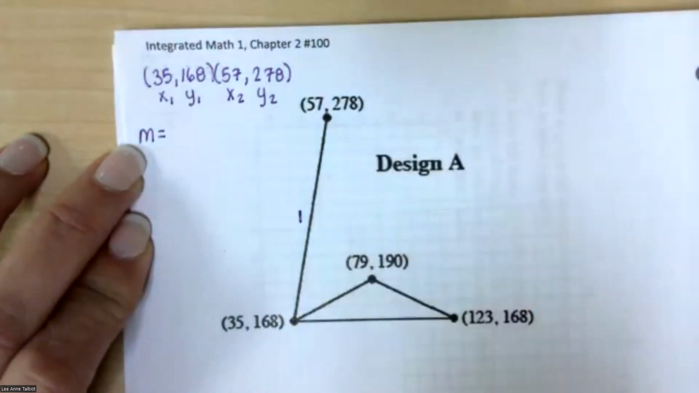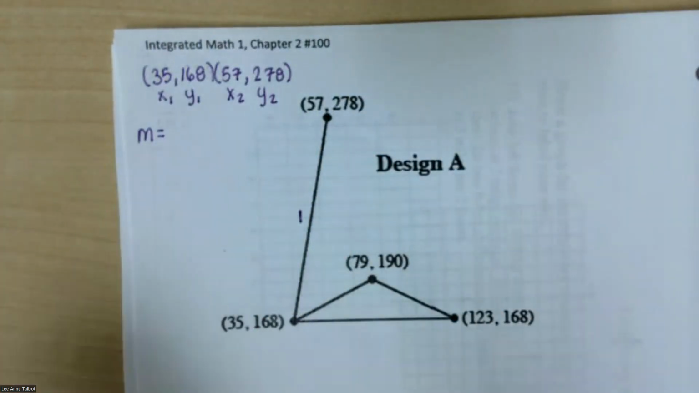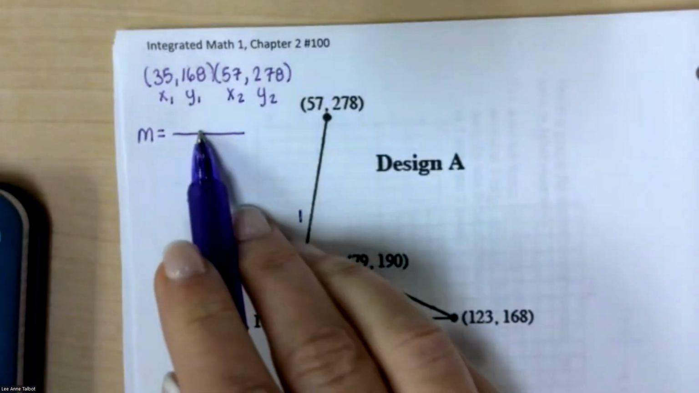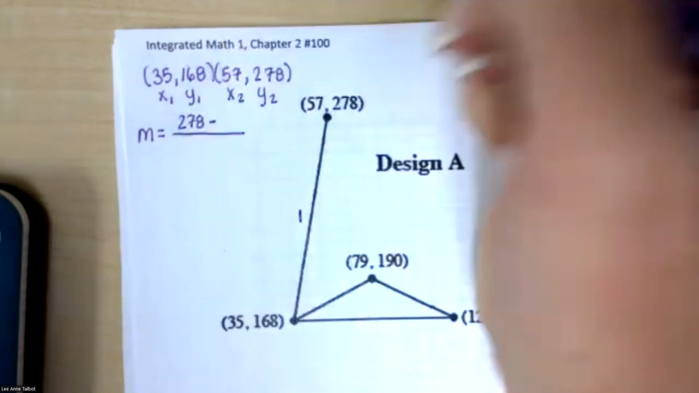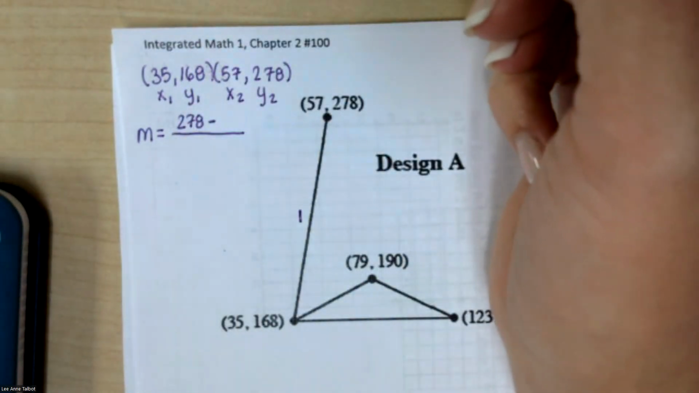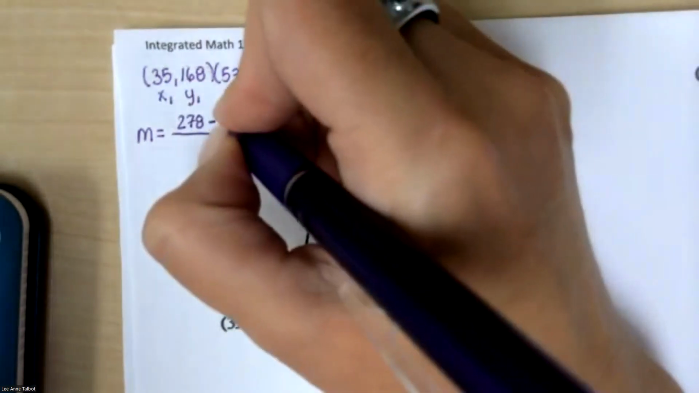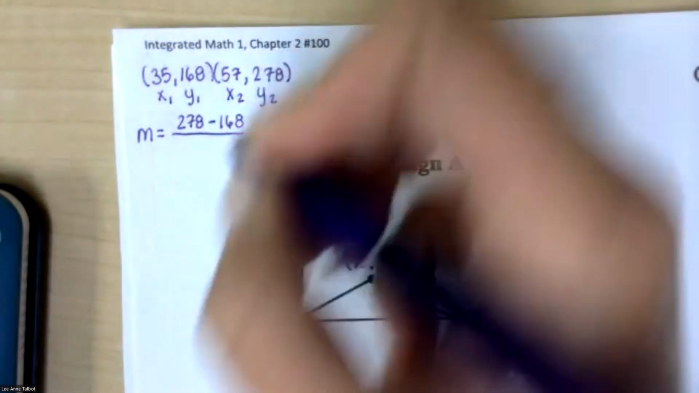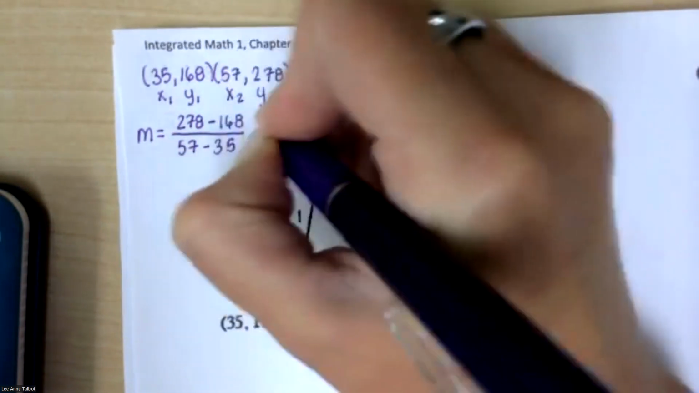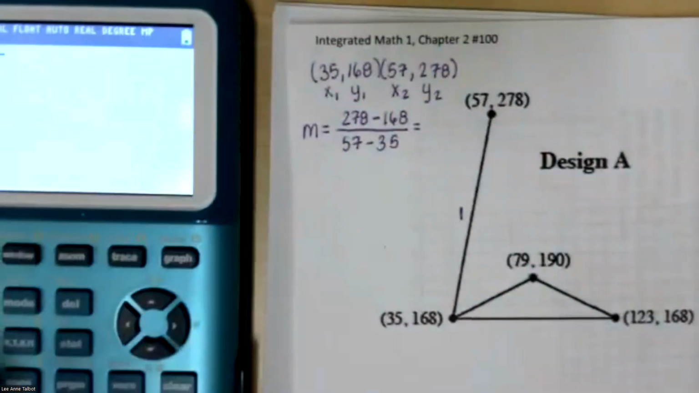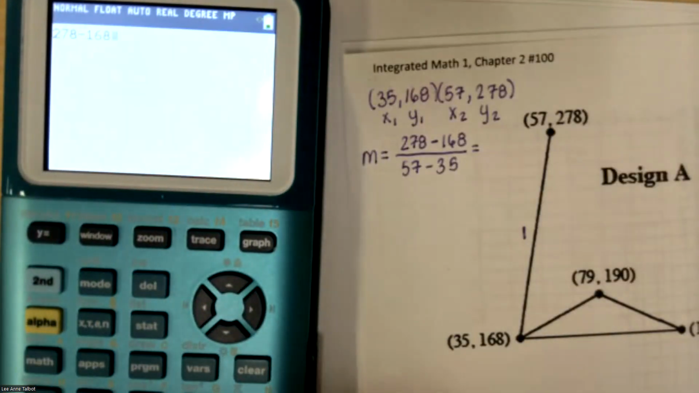M equals. What number goes first right here? Y2, 278, minus 168. Beautiful job. Thank you. Over 57 minus 35. Okay, and we might start to get nervous about the size of these numbers, but it comes out okay, I think.